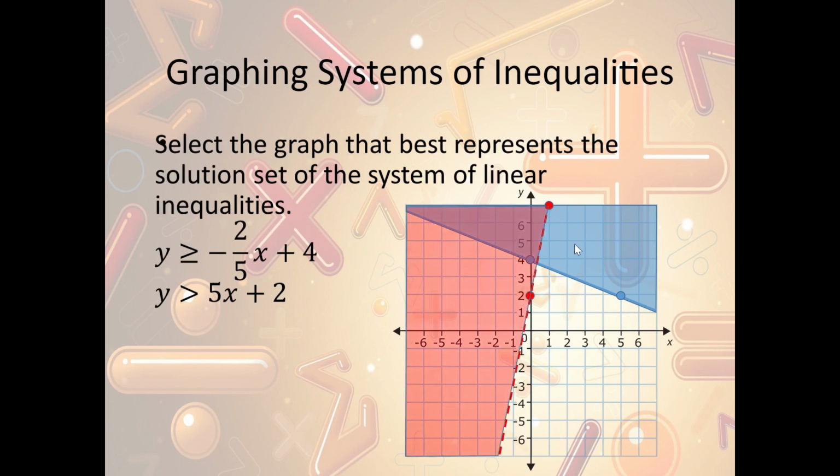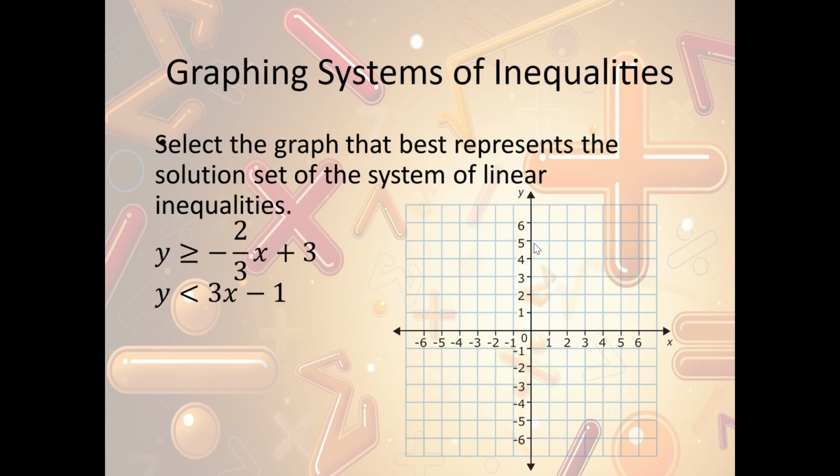And what we should notice is we have a blue area, we have a red area, and then we have this purple area. The purple area is the only area that actually matters. That is the part that is the overlap or the intersection. This is the only part that applies to both inequalities.